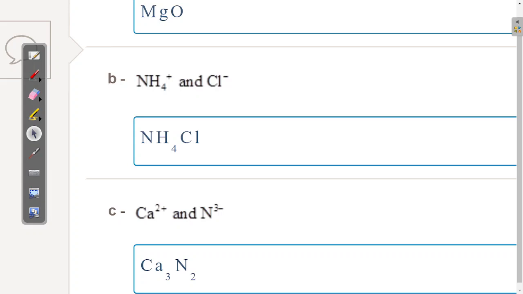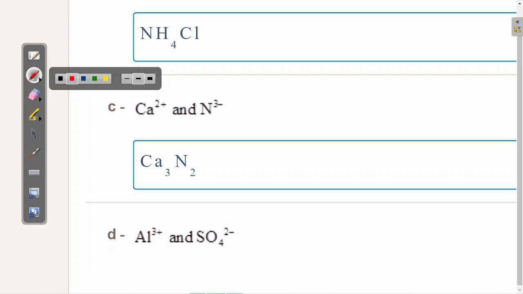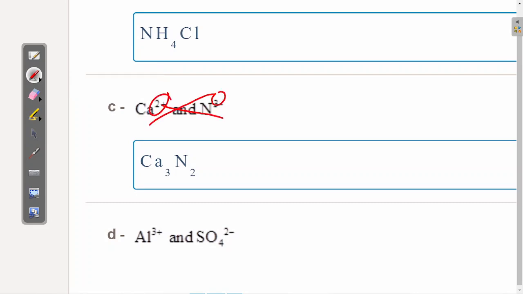NH4 plus and Cl minus, they have the same charge, plus and minus, so just put them next to each other. NH4Cl. Ca2 plus and N3 minus, you do crisscross, so it will be Ca3N2.